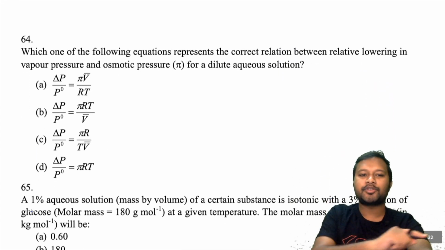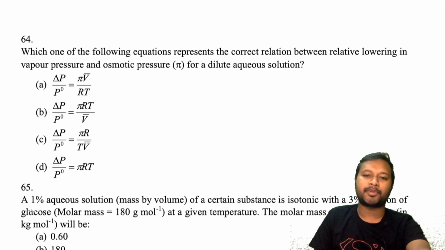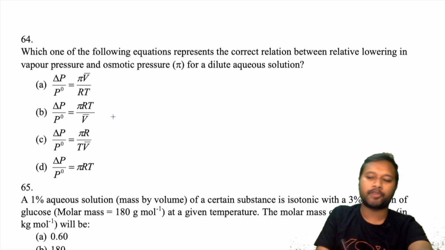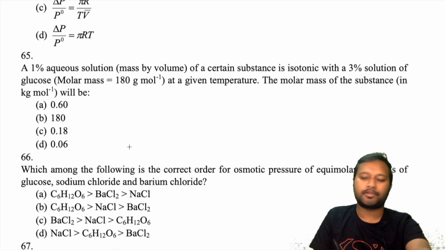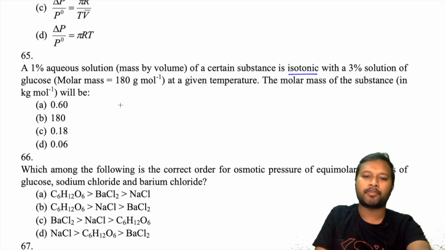Okay. The next question says which one of the following equations represents the correct relationship between relative lowering in vapor pressure and the osmotic pressure. This is a direct equation for the dilute solution. This one will be the correct one. The next question says that a 1% aqueous solution, mass by volume, of a certain substance is isotonic with a 3% solution of glucose at the given temperature. The molecular mass of the substance will be?